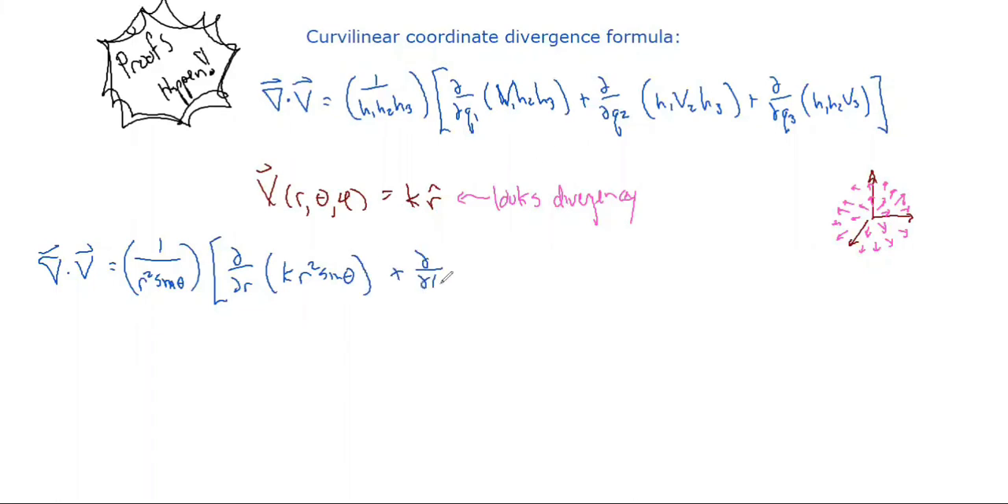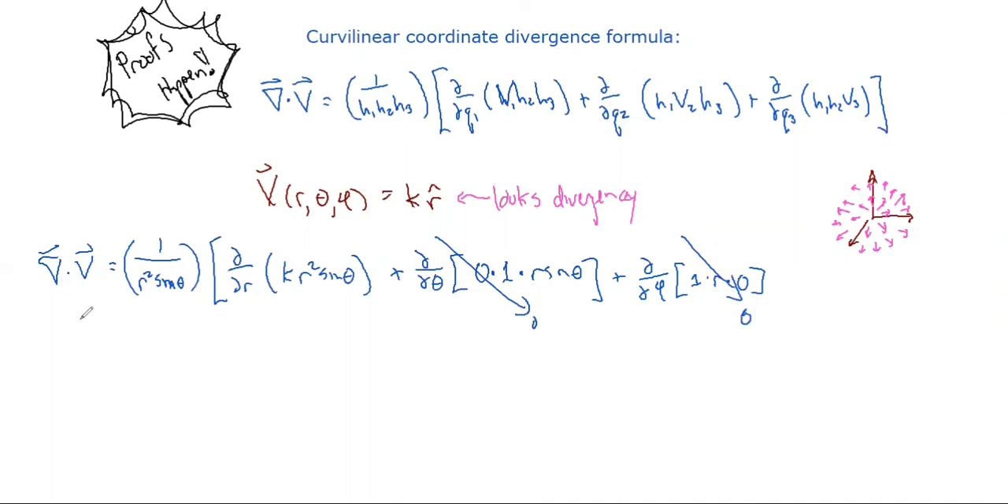Plus d by d phi. This has no phi component, the vector field itself. So that's 0 times 1, the scale factor for the radial coordinate, h1, and then r sine theta. And then d by d phi, just for completeness, 1 times r times 0. And obviously, because of the zeros, these are both gone, but I just wanted to write them so we had some practice with them.